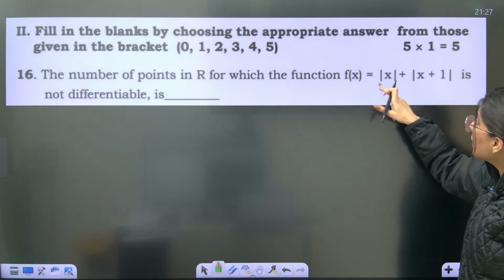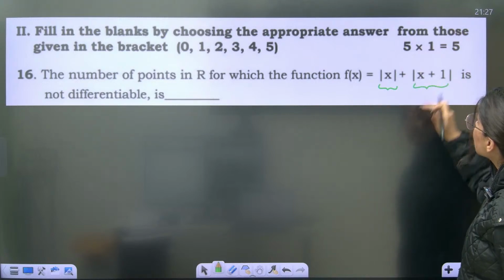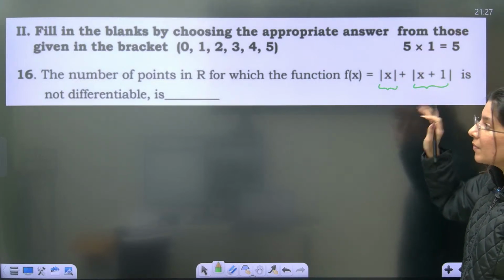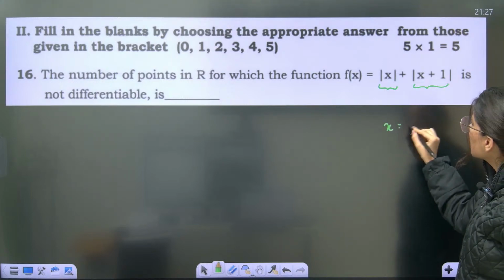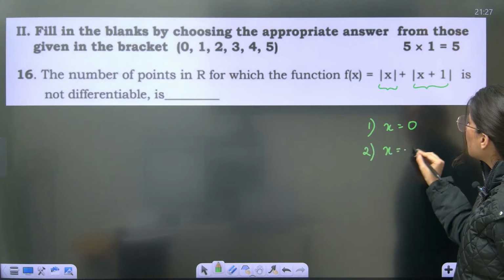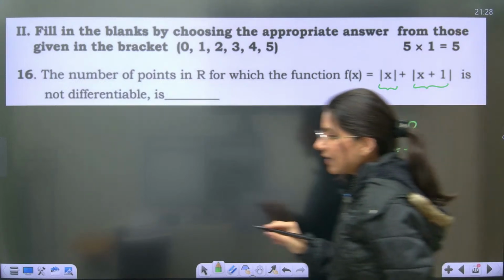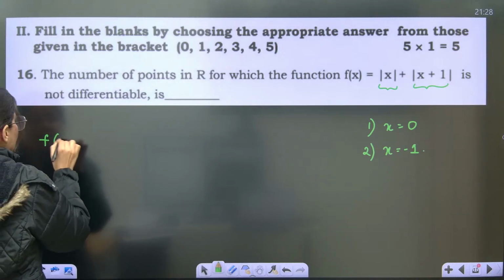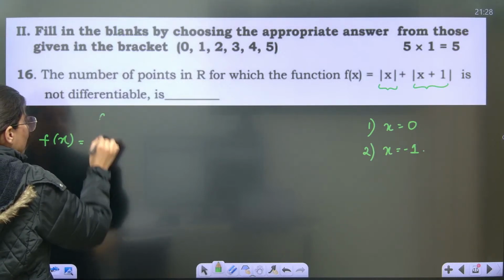So, there are two modulus. This is modulus number 1, modulus number 2. Tell me, when exactly does your modulus 1 become 0? When x equals 0 is the first doubtful point we need to check, and x equals -1. Now understand, if I just see what is happening, f of x, we need to define the function of x.